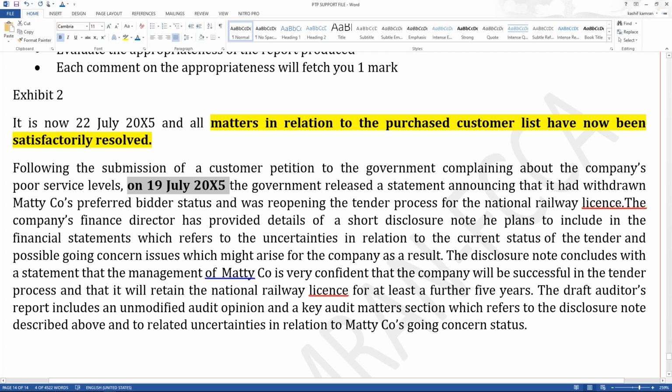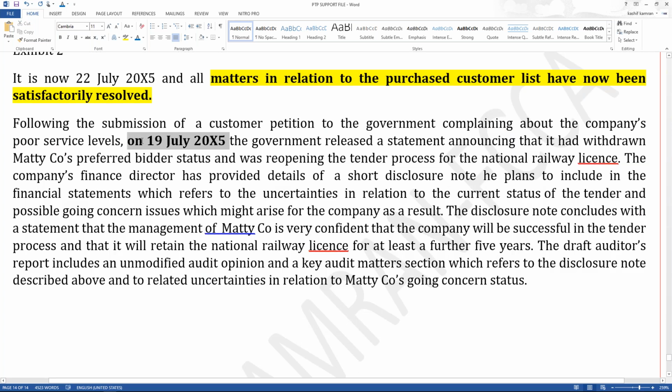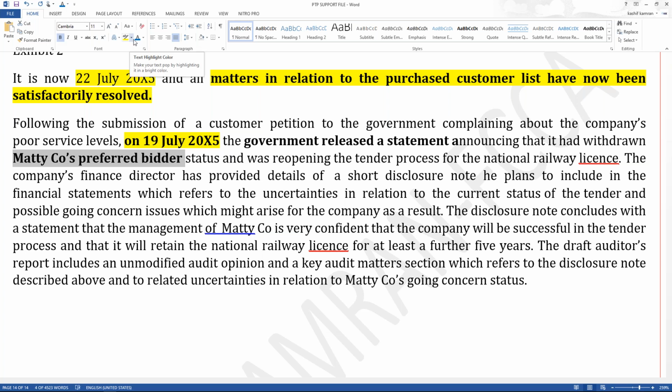the National Railway license. So, is that damaging the going concern status of the company now? Because the government has taken a decision on the 19th of July. We are standing on the 22nd of July, and we are about to sign the audit report. And before the audit report, on the 19th of July, the government has released a statement announcing that they are reopening the bidding process, and METI is no more a preferred bidder. So is that escalating the going concern problem? Is that escalating the material uncertainty?